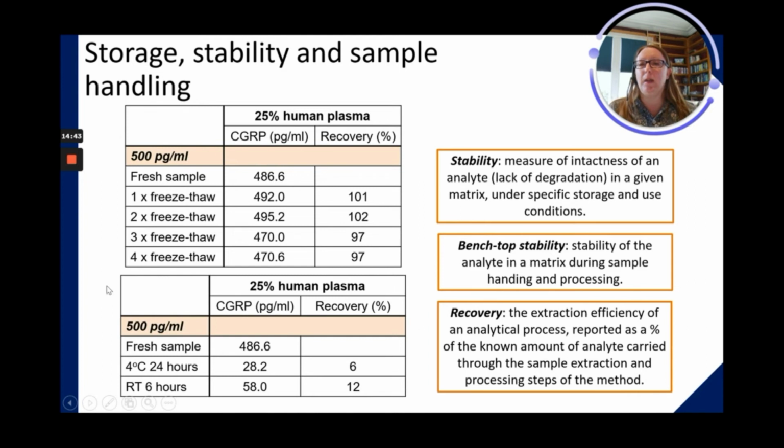In contrast, if the sample is stored at different temperatures, this has a substantial impact on recovery. The fresh sample, again, is giving close to 100% recovery, but 4 degrees storage for 24 hours results in almost 100% loss, and room temperature for 6 hours results in approximately 90% loss. So this recovery, which relates to the extraction efficiency of the analytical process and is reported as a percentage of the known amount of analyte carried through the sample extraction and processing steps of the method, is important. So you do need to measure explicitly the recovery of your sample through spiked sample analysis whilst validating your assay.